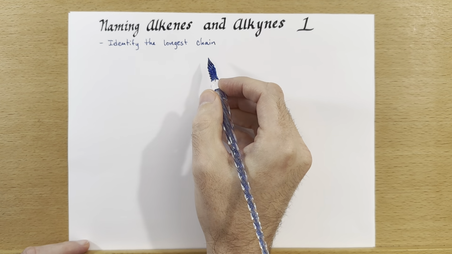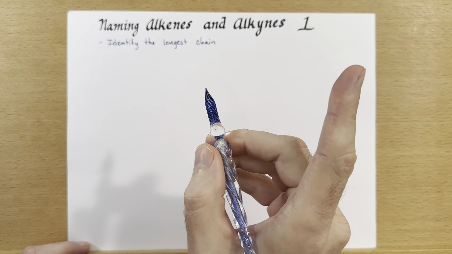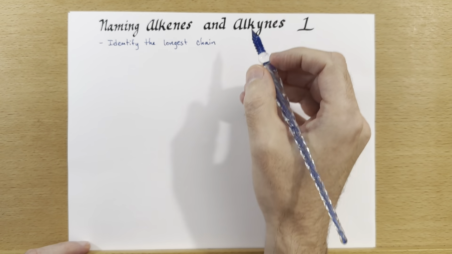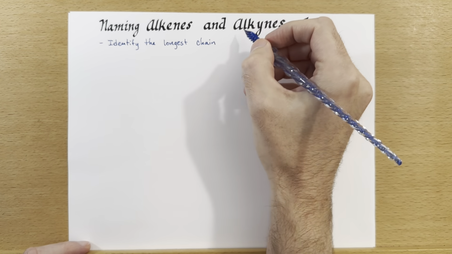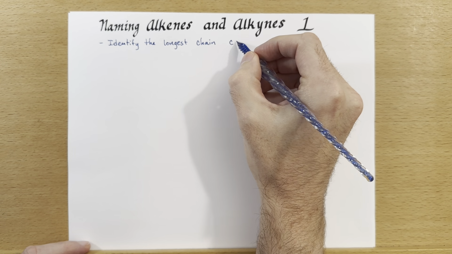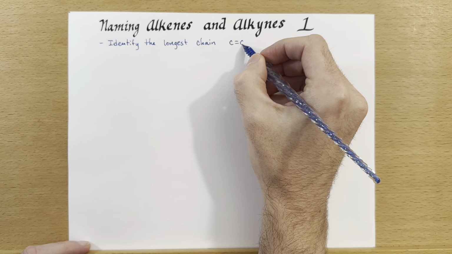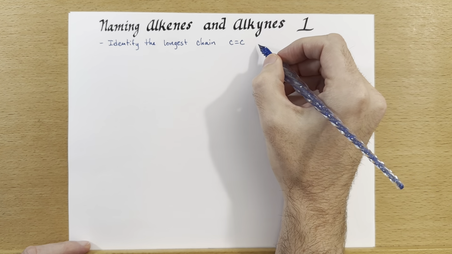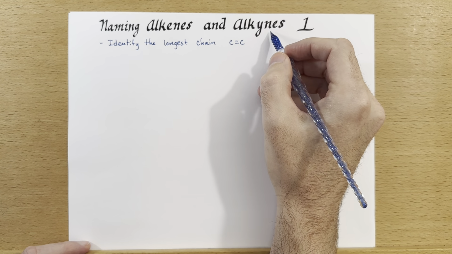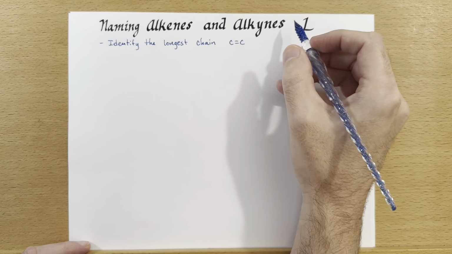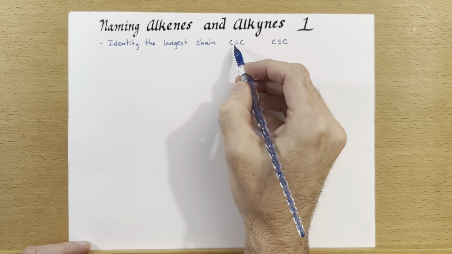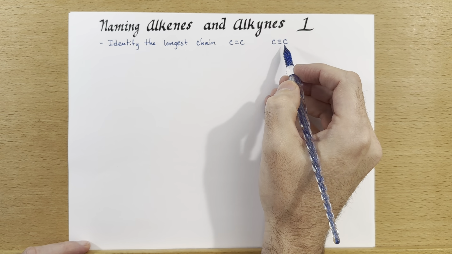Longest carbon chain. However, we're going to add an additional factor. The longest chain must contain the carbon double bond to carbon, as in the alkenes, or the carbon triple bond to the other carbon, as in the alkyne. So these have to be present in the longest chain.